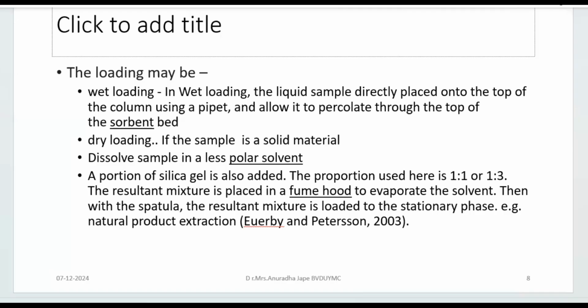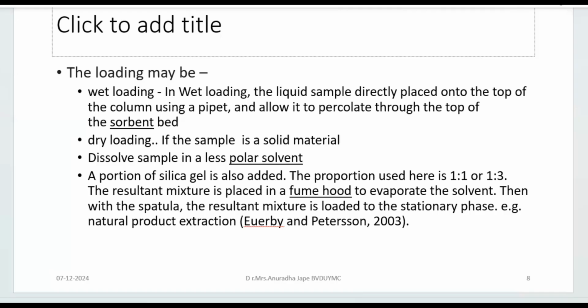The silica gel and sample, generally the proportions are 1:1 to 1:3, and that resultant mixture is allowed to dry out again. So all the solvent is allowed to evaporate, and then with the help of a spatula, you are going to load the stationary phase. So generally for natural product extraction, these dry loading methods are opted.